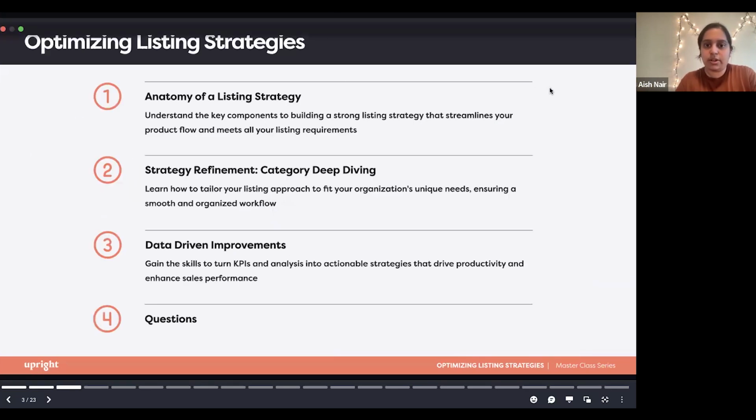So here's a quick rundown of everything we're going to talk about. We'll first break down a listing strategy, so really understand what the key components of them are, and then get into strategy refinement. So how do we determine which categories should have their own strategy, which groups of items, even if they don't necessarily belong to a specific category, should be broken up, that kind of stuff. And then lastly, we're going to really get into some data-driven improvements. So how do we determine when we should make these changes? What the cadence of that should look like, all of that kind of stuff.